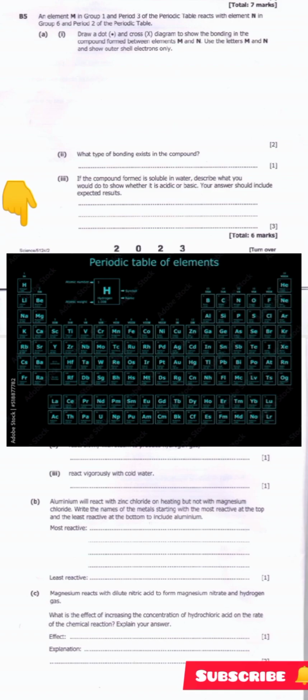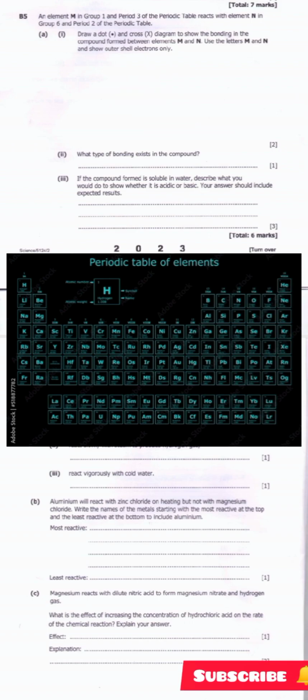So as you can see, we have these groups. Here we have group 1, group 2, and so on and so forth. We also have period 1, period 2, period 3, and so on and so forth. So the first element or element M, we are told is located in group 1 and in period 3. So let's count together. So this is group 1, and that is what we have been told. What about the period? So we have period 1, period 2, period 3. So if you can see clearly, the element which is located in group 1 and in period 3 is sodium. So the element which is representing M is sodium.